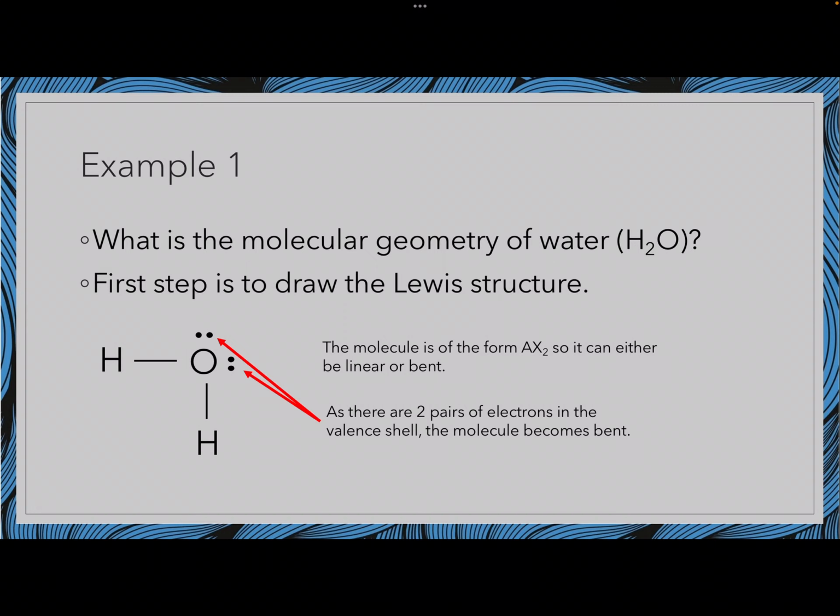Okay, so it's basically tetrahedral with two of the things being electron pairs. So if you have a look at our table, it's AX2. It's got two outside atoms, two lone pairs. It's bent.